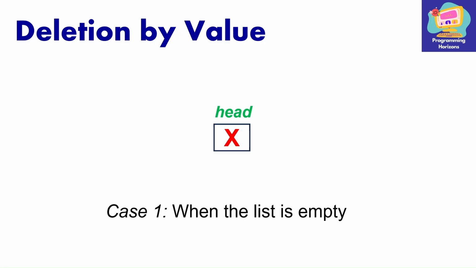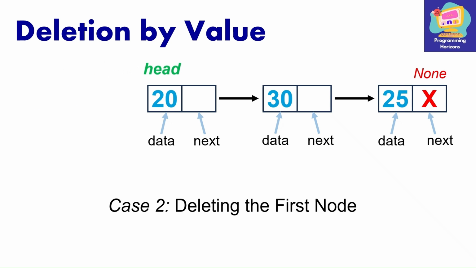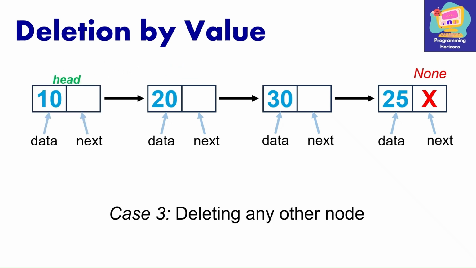Next is deletion by value. Now here we have to consider various cases. First case is when the list is entirely empty, then you have nothing to delete. Second case is when the node that you want to delete is the head node itself. In that case, we will simply remove this node and make the second node as the new head node. The last case is when you want to delete any other node.